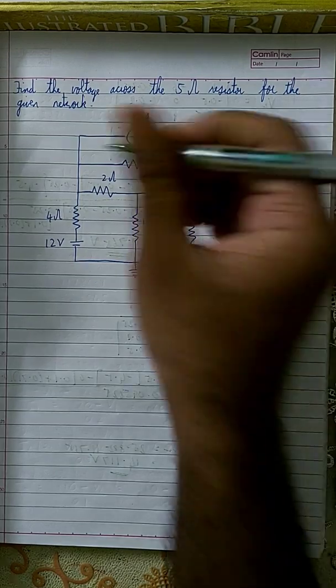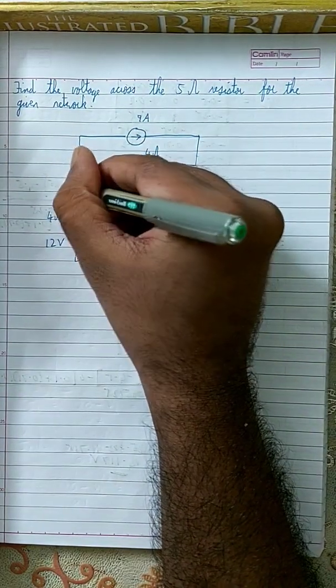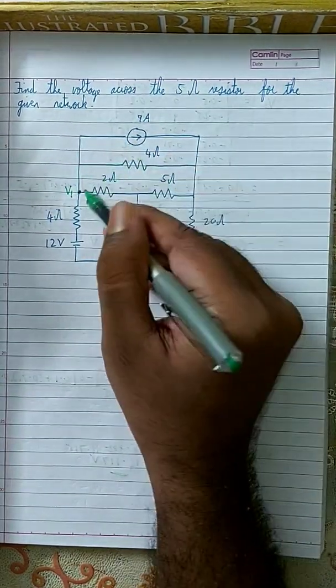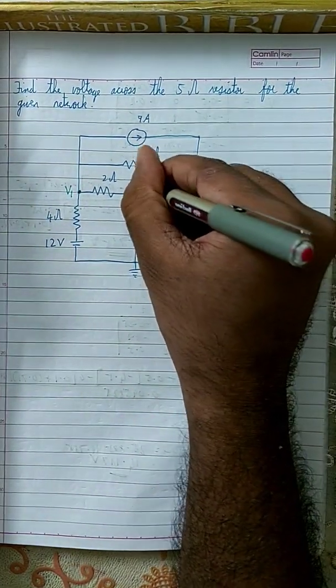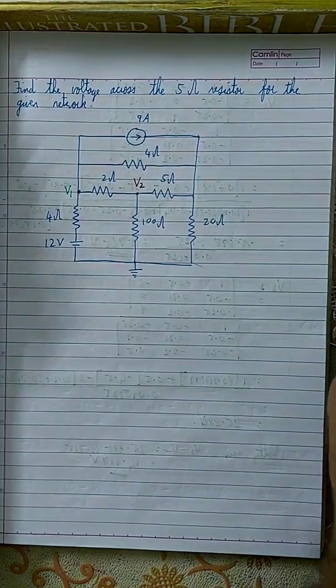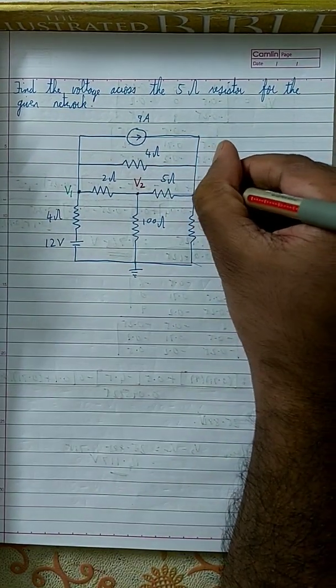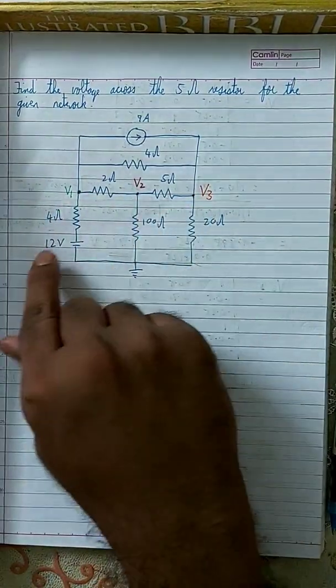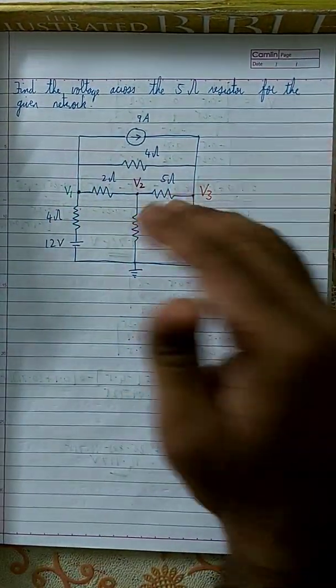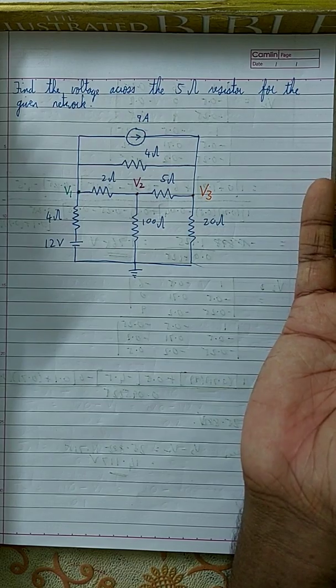I will mark them in different colors. This is V1, this is V2 and this is V3. You see the 3 nodes. There are only 3 unknown nodes because for the rest of the nodes, you all know the value.